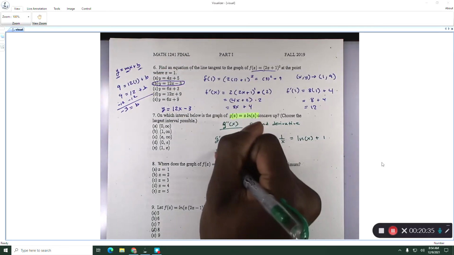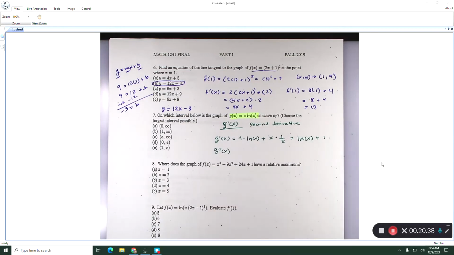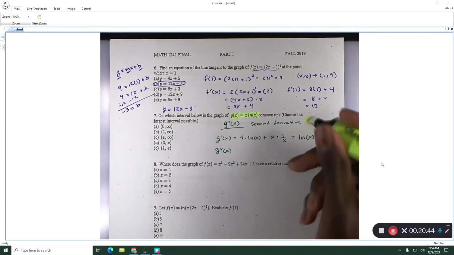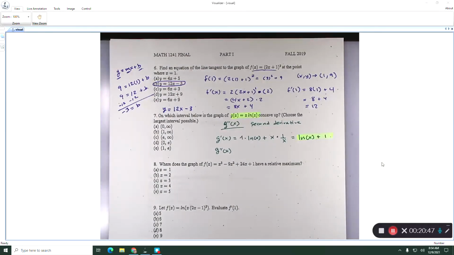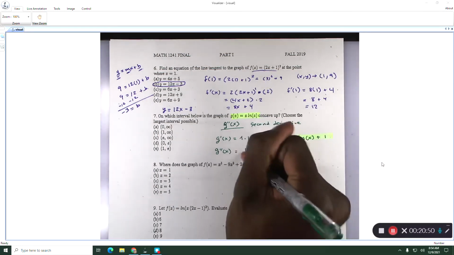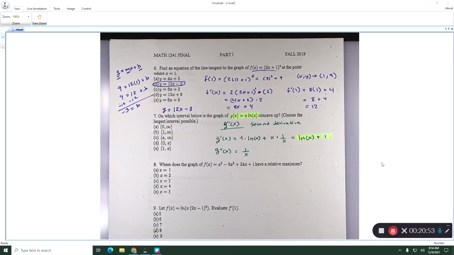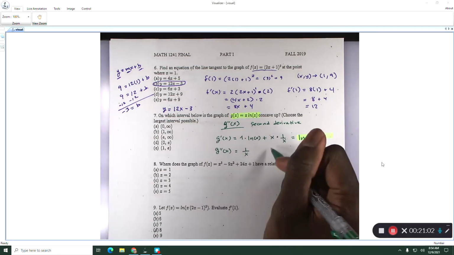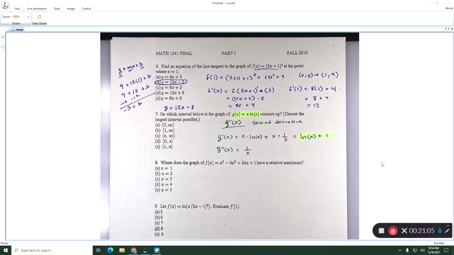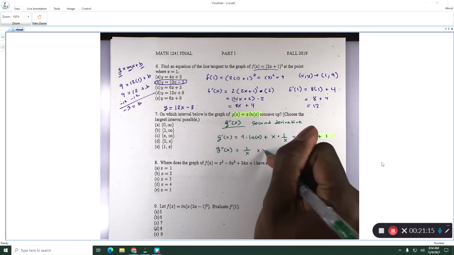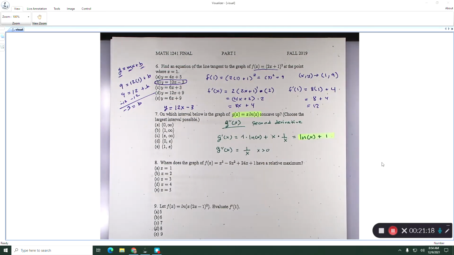Now, taking the second derivative should be even simpler. I don't have to use the product rule this time. I'm taking the derivative of ln of x plus 1. Derivative of 1, 0. I'm done. And now, if we wanted to know where it's concave up, we set it equal to 0 and solve. Well, x cannot be equal to 0. That would be undefined. Our x value actually has to be greater than 0.